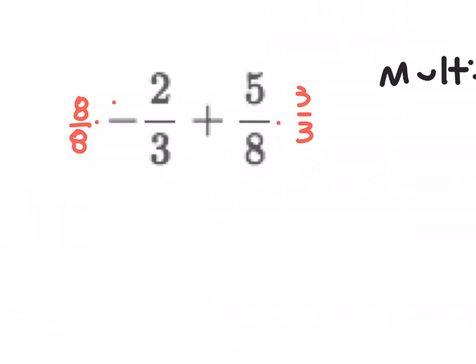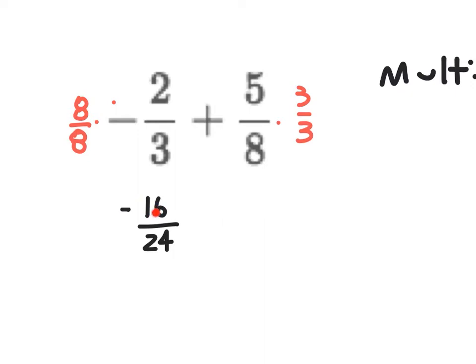Now, when I multiply 8 times 2, that's going to give me 16. Okay, so I've got 16 here over 24. Now, this value of 2/3 is negative, so I'm going to make this a negative number here. Now I can put the negative either in the numerator or the denominator. It doesn't matter. Typically, I always put it in the numerator.